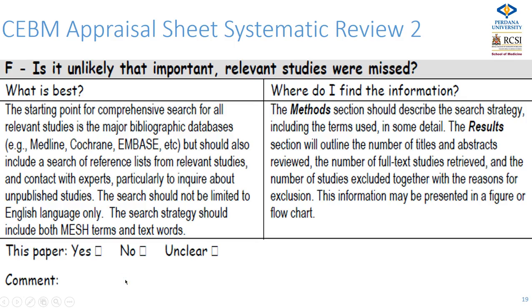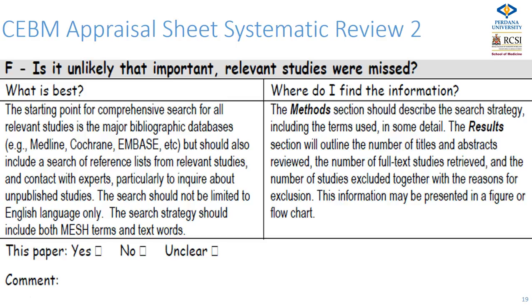Life is short. Is it unlikely that important relevant studies were missed? Now, this is a systematic review looking at a thorough review of several studies. There may be therapy studies like randomized controlled trials. There could also be diagnostic accuracy or a whole lot of other types of different studies. The most common one would be a randomized controlled trial for therapy.